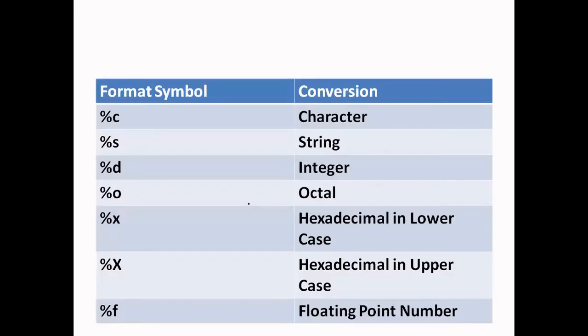We can use different format specifiers like percentage c for character, percentage s for string, percentage d for integer, and percentage small o for octal values, small x for hexadecimal value in lowercase. That means the A, B, C, D will be written like this. And if we write the capital X, then this will be written in capital letters. Then we have percentage f for floating value. So these are some important format specifiers we can use inside the string formatting using old style formatting.